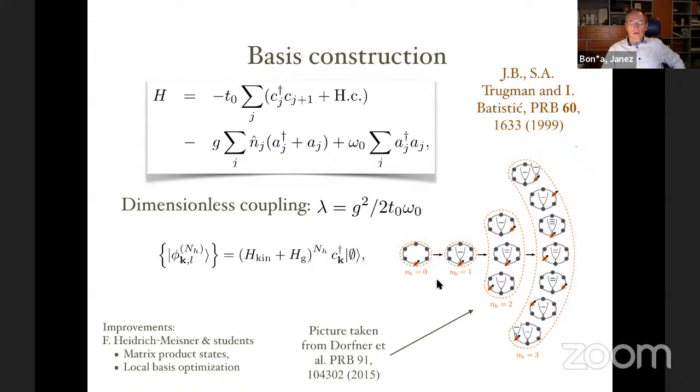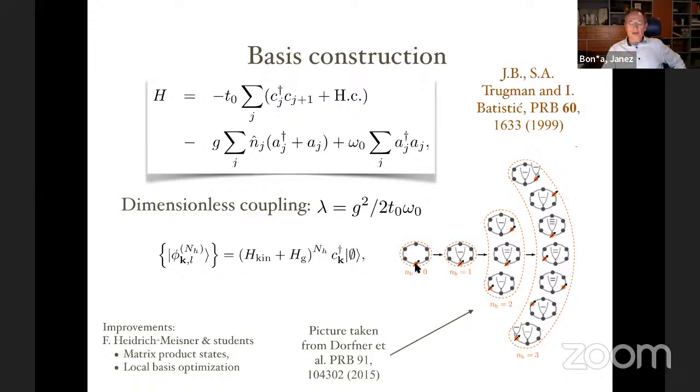And you keep acting on it. So what happens, for example, you can see here, in the first generation, you just create a phonon excitation. This is a phonon. This is a phonon vacuum here. So you just have a free electron. So in the first stage, you just create one phonon excitation.